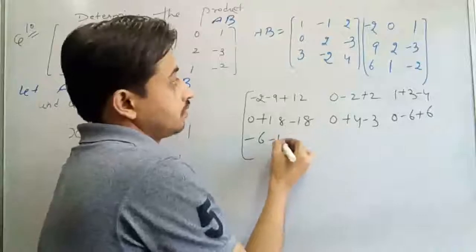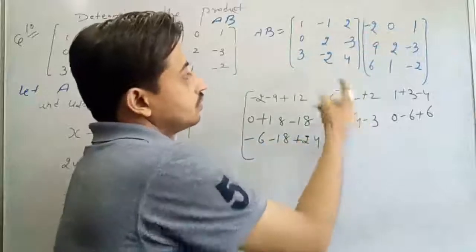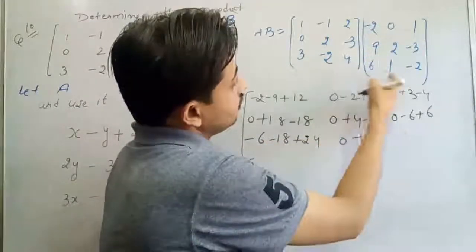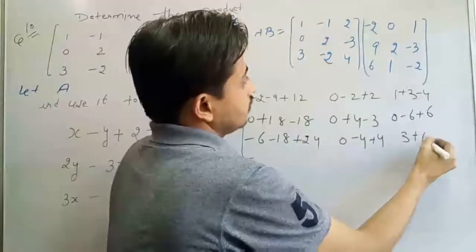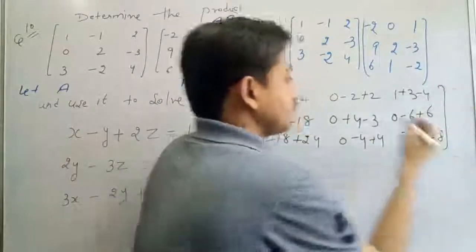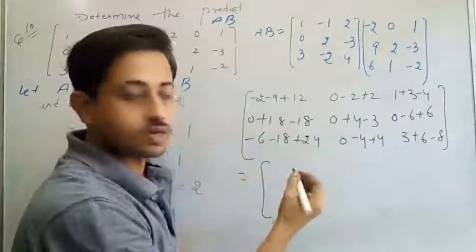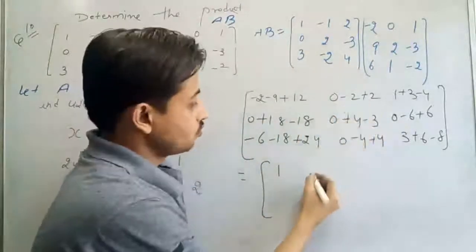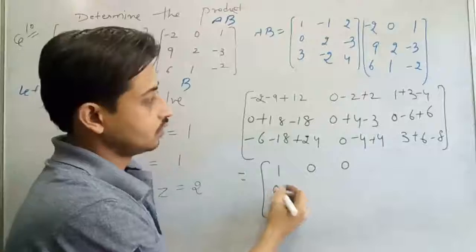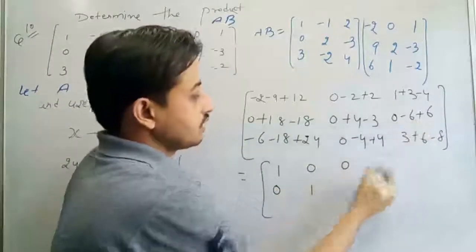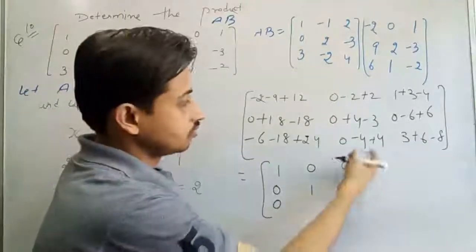3 into minus 2, minus 6. Minus 2 into 9, minus 18. 4 into 6, 24. 3 into 0, 0. Minus 2 into 2, minus 4. 4 into 1, 4. 3 into 1, 3. Minus 2 into minus 3, plus 6. 4 into 2, minus 8. Now do further solve. Minus 9 and minus 2, minus 11, plus 12, we get 1. Minus 2 plus 2, we get 0. 3 plus 1, 4 minus 4, 0. 18 minus 18, 0. 4 minus 3, 1. 6 minus 6, 0. Minus 6 and minus 18, 24 minus 24, 0. This is again 0.